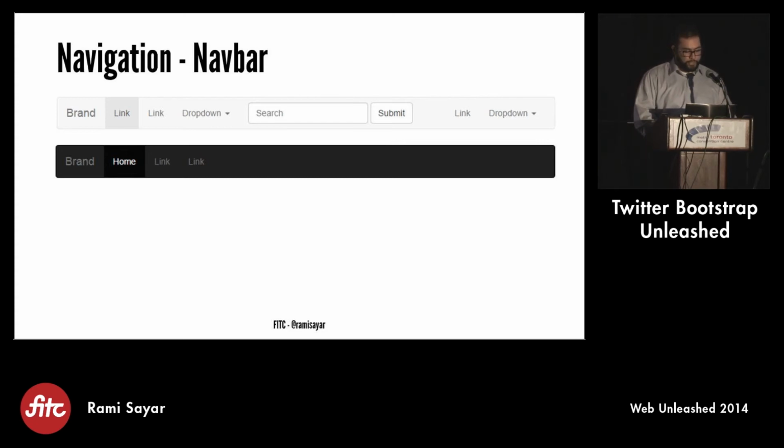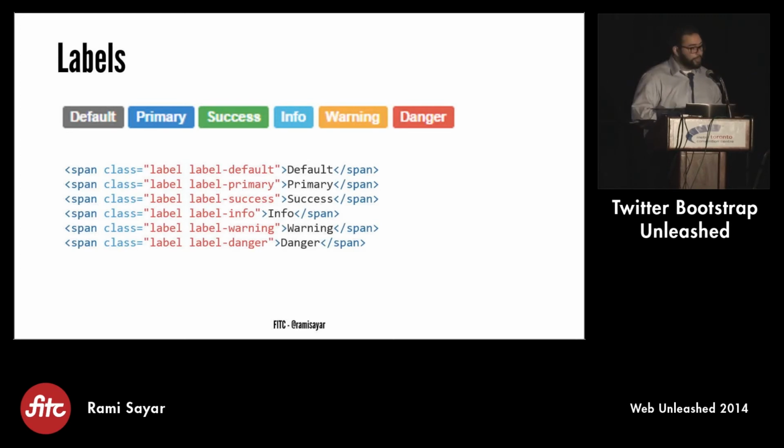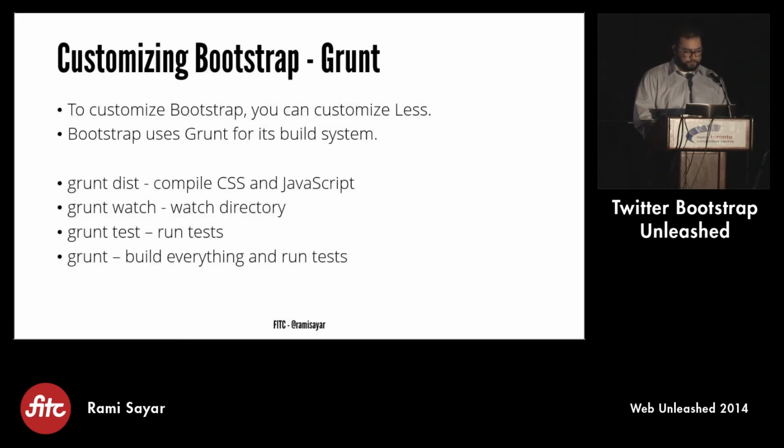It's on getbootstrap.com. Let's say you wanted to add labels to a specific text. So you can label each text either with a default color, a primary color, a success color. It's as you wish. Very straightforward. You just add that class to that span.